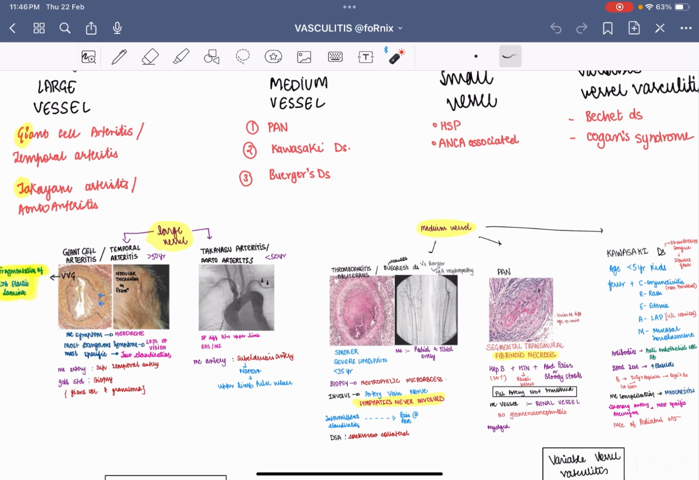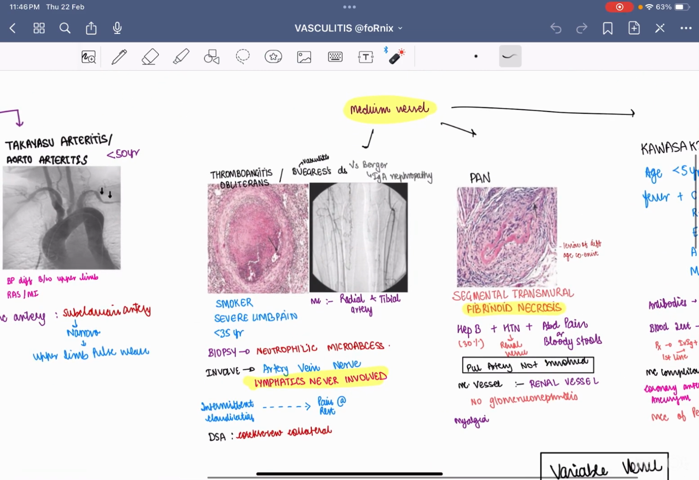Now moving on to medium vessel vasculitis. It includes PAN, Kawasaki disease and Berger's disease. We can remember it by the mnemonic patho ki book. As we all know that patho is a medium sized subject, so we can remember it by patho ki book. Now we'll be discussing it one by one.